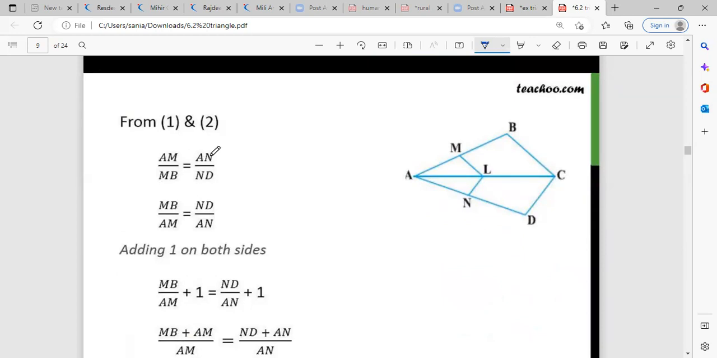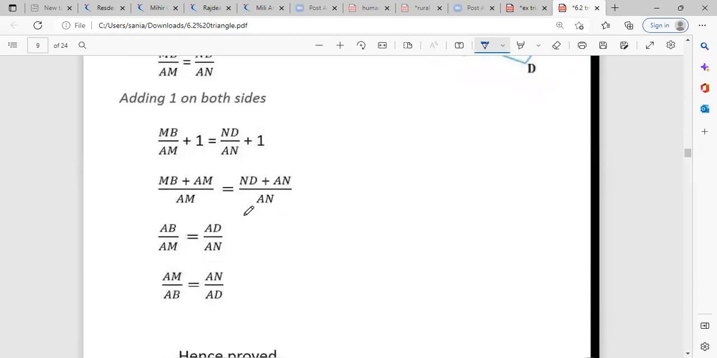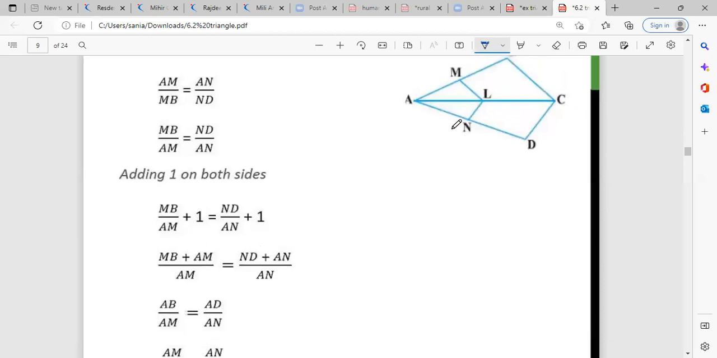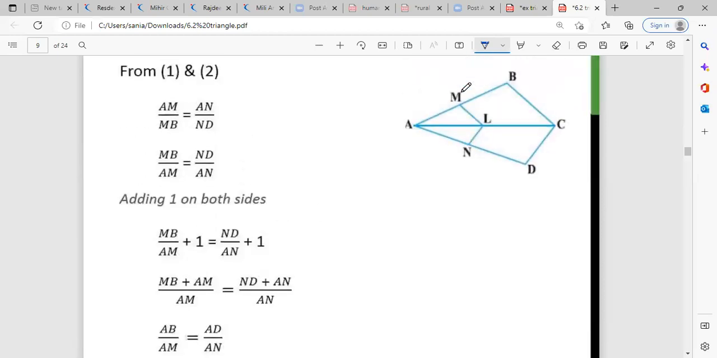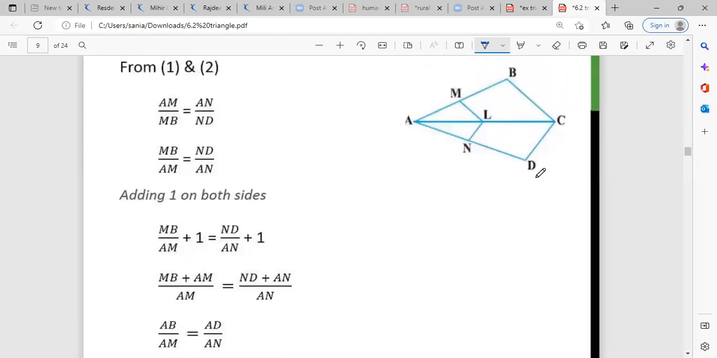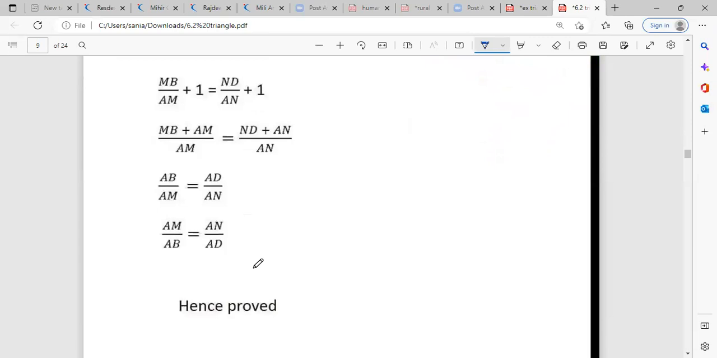So you will cross multiply them, and you will get this. Now you have to add 1 on both sides. By adding 1, you will get AB divided by AM and AD divided by AN. Once you do this, they are equal: AM divided by AB and AN divided by AD. Clear? So they are equal. Got it? Okay.